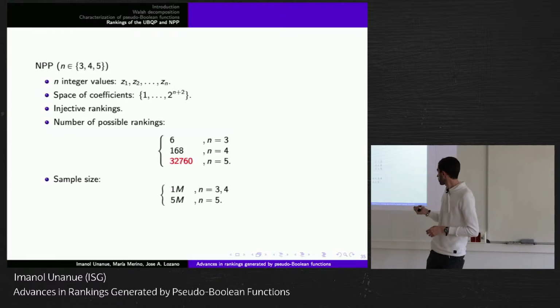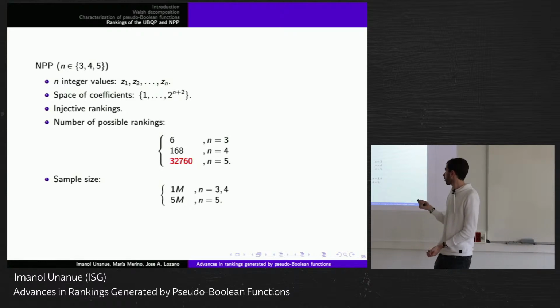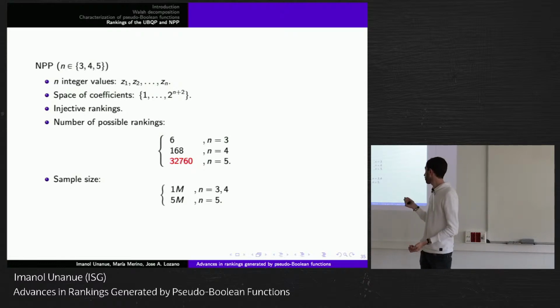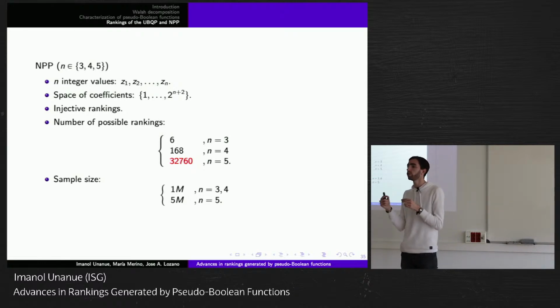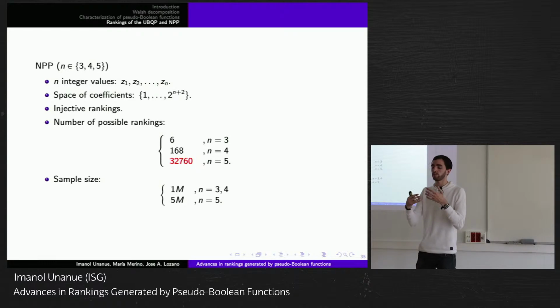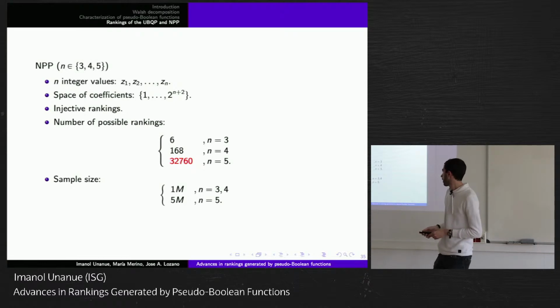For the number partitioning problem, we have considered a similar scenario. We need to first sample integer values uniformly at random, so we sample n integer values. The space of coefficients we have considered is from 1 to 2 to the power of n plus 2. This is to try to avoid the non-injectivity of the rankings. That is to say, there are many scenarios in which, if we calculate the exact number partitioning value, it will obtain 0 because the function is not injective. So to avoid that, we increase that upper bound. So we are only considering injective rankings.